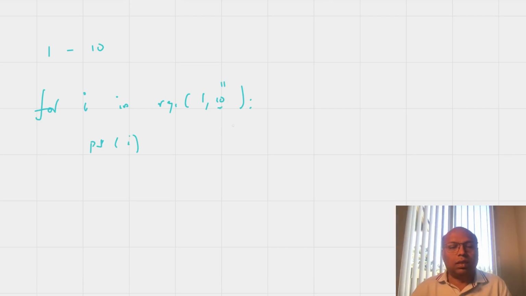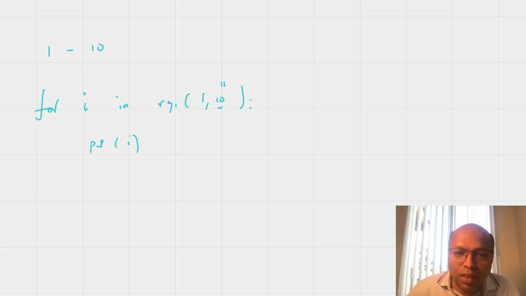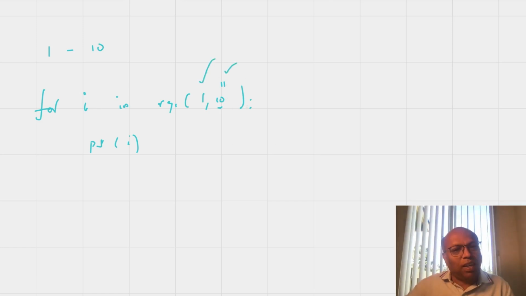In this, what is my initialization? This is my initialization. The loop is going to run up to 10, that is my condition, and this is my statement. But where is my updation? It is there: by default, it increases by 1. If you want to print 1, 3, 5, 7, then my updation will be 2.